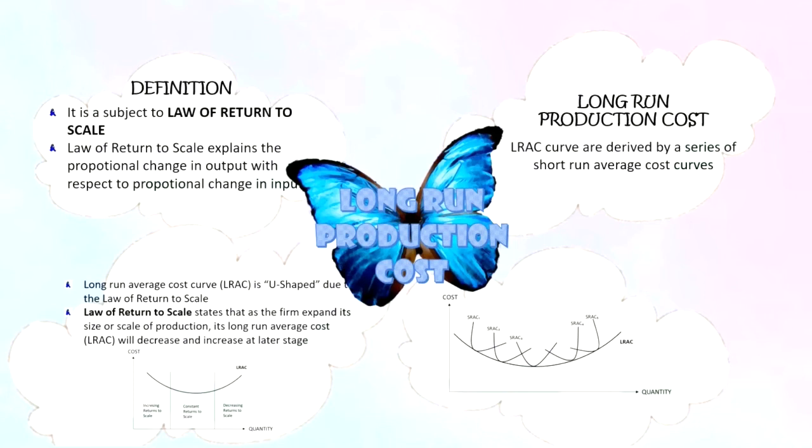Actually, it is the long run average cost curve that is derived from a series of short run average cost curves. As we can see on the graph right now, the tangential points of the short run average cost curves are joined and make up the long run average cost curve. So we connect all the dots, which are the tangential points of the short run average cost curves. So this is the final graph.